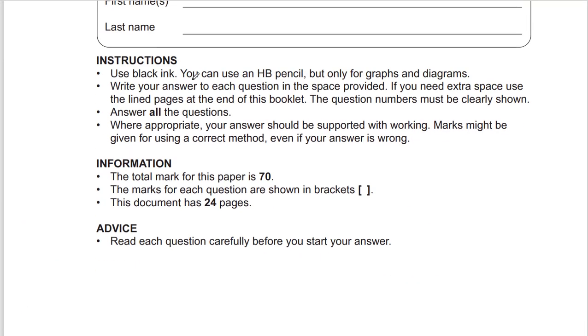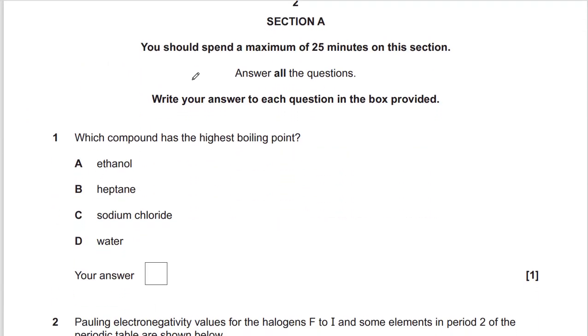So without further ado, we'll go on to section A, which is going to be the only part of this video. It says you should spend only 25 minutes on this section. I would argue you should spend a bit less than that if you want to give your full attention to the rest of the paper. However, like I say, I'll run through each question and explain how to arrive at the correct answer.